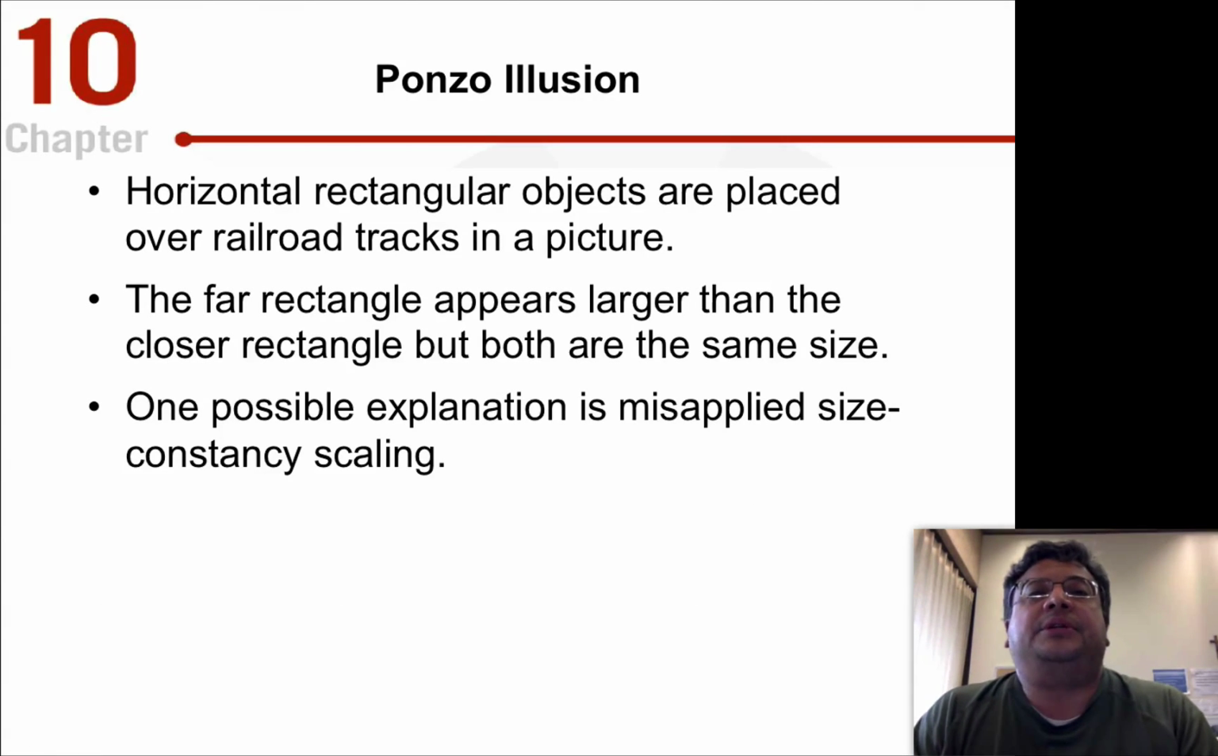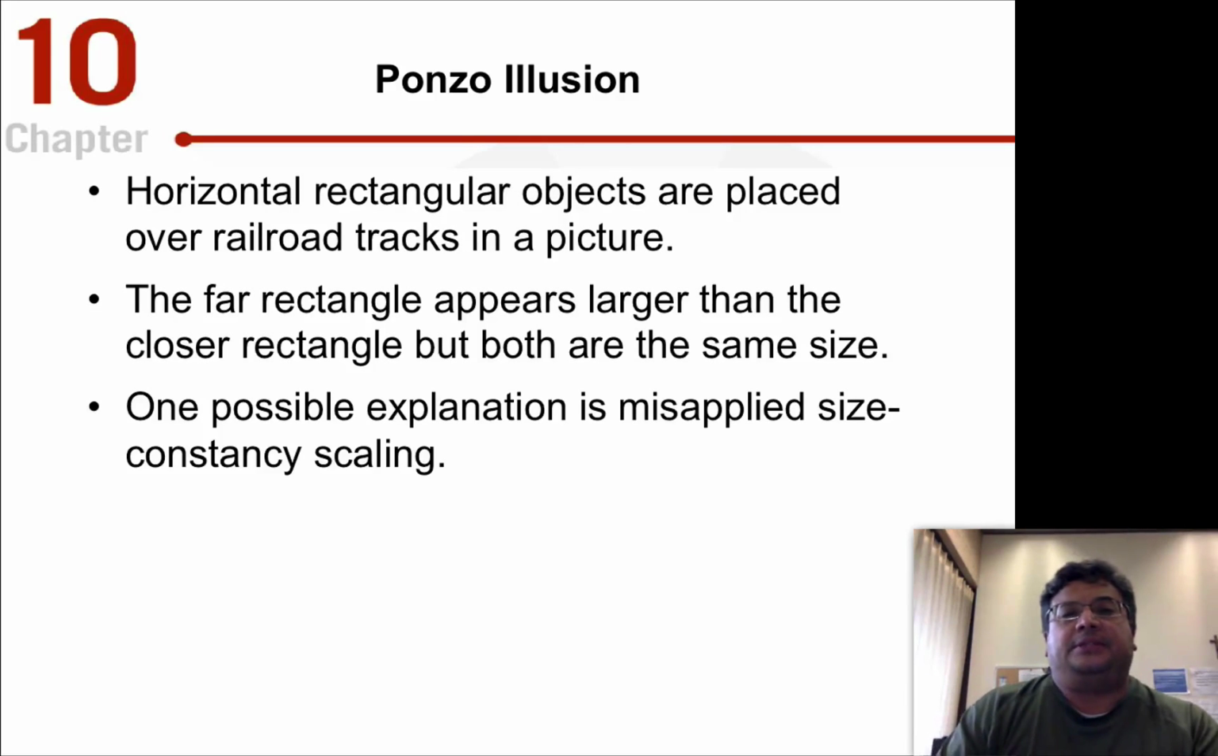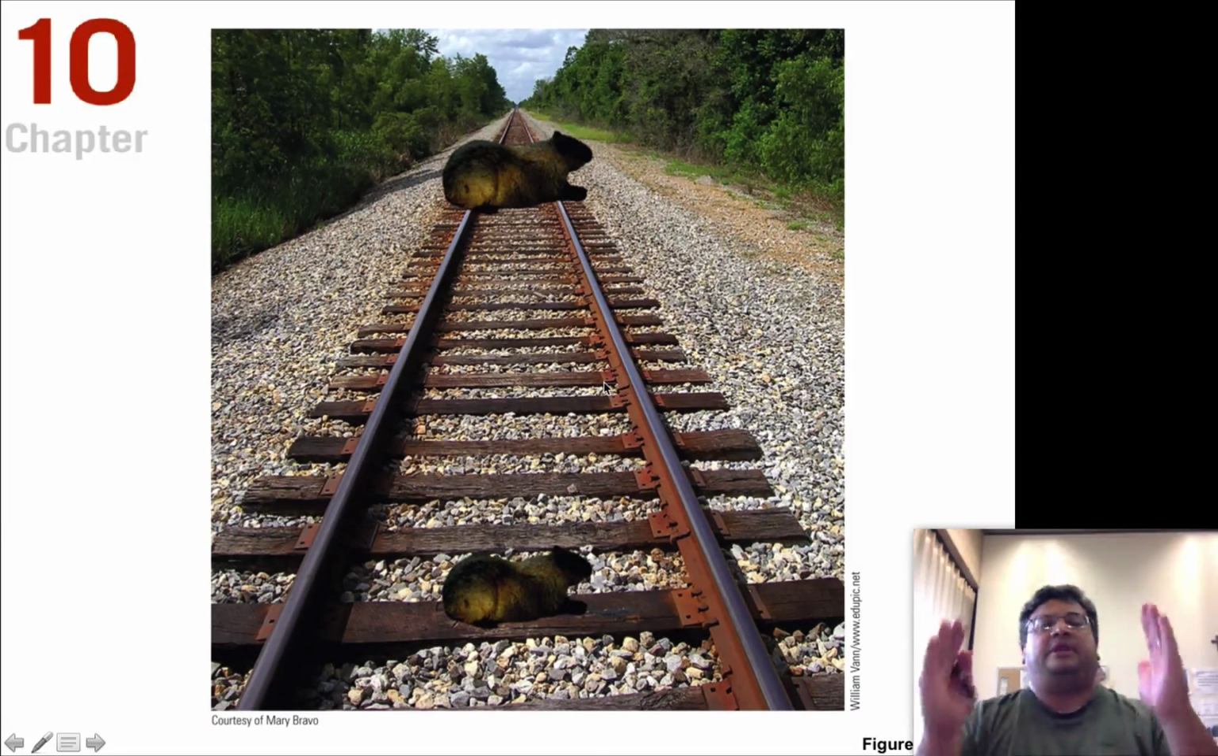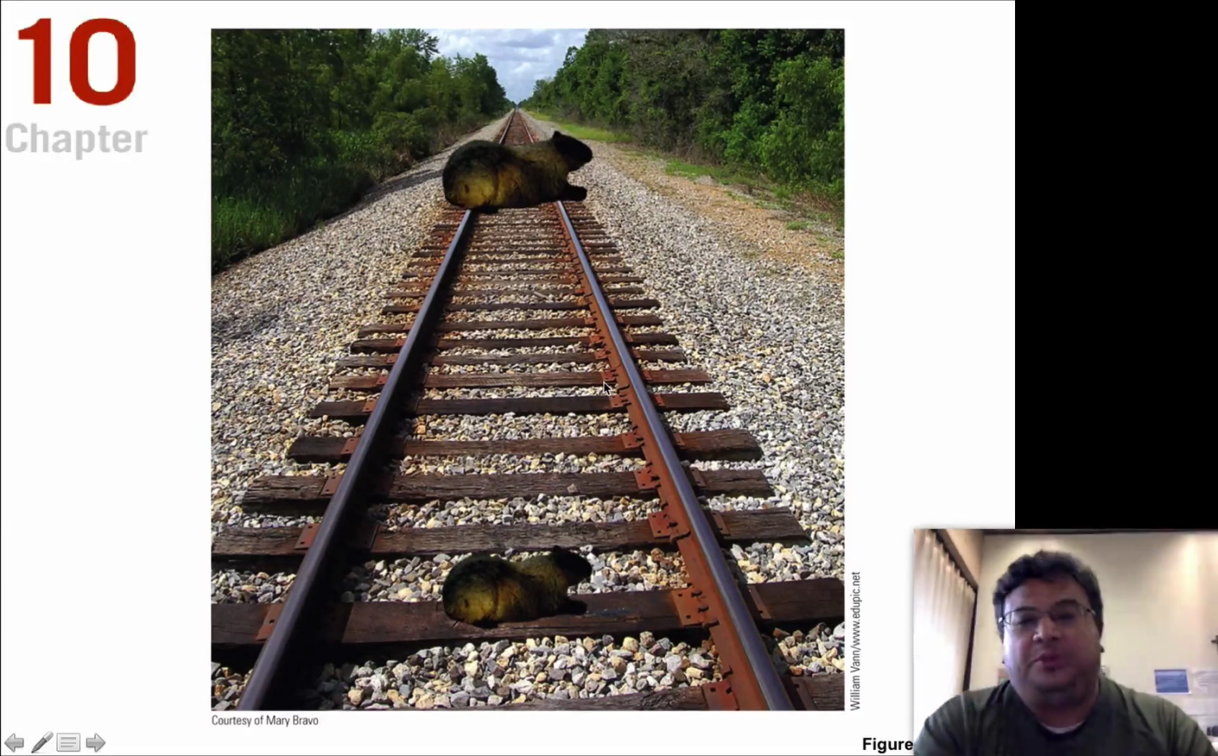Another illusion is the Ponzo illusion. And this is where horizontal rectangular objects are placed over railroad tracks in a picture. And the far rectangles look like they're larger, but in fact they're the same size. And so, here we have an example, right? So we have these tracks going, which is giving us this perception of distance, and then we superimpose this picture of, I don't know what this is, like, I have no idea what that animal is. It's some sort of mammal, right?